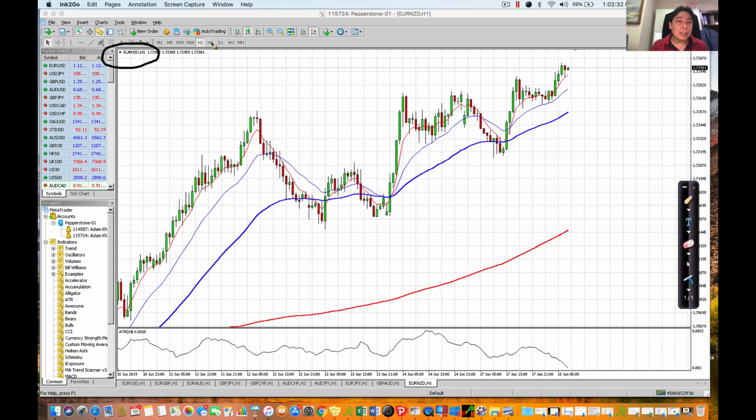Now, notice I was looking at it from the H4 time frame, but I always take a trade on the lower time frame. In this case, I'm looking at the H1 time frame. And again, you can see on the H1 time frame, Euro-New Zealand is on a pretty clear uptrend with the moving averages sloping upwards in sequence, all right? And it's making higher highs and higher lows.